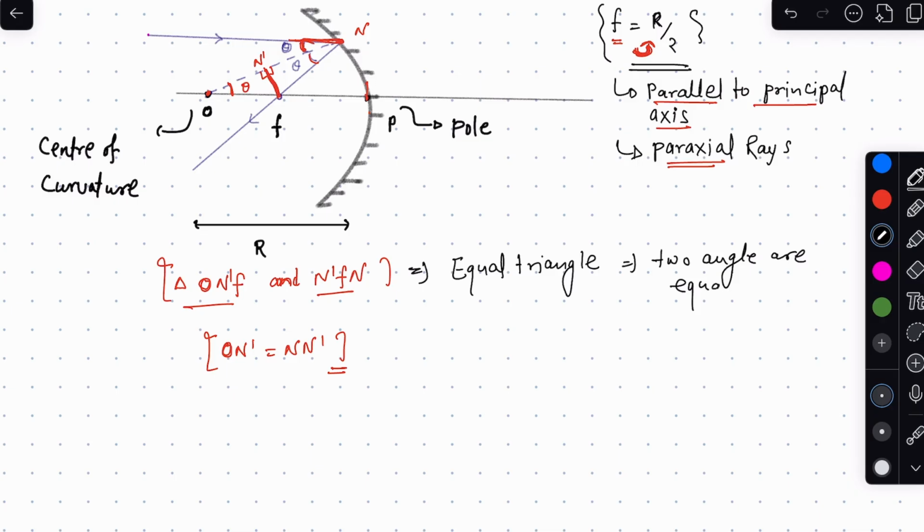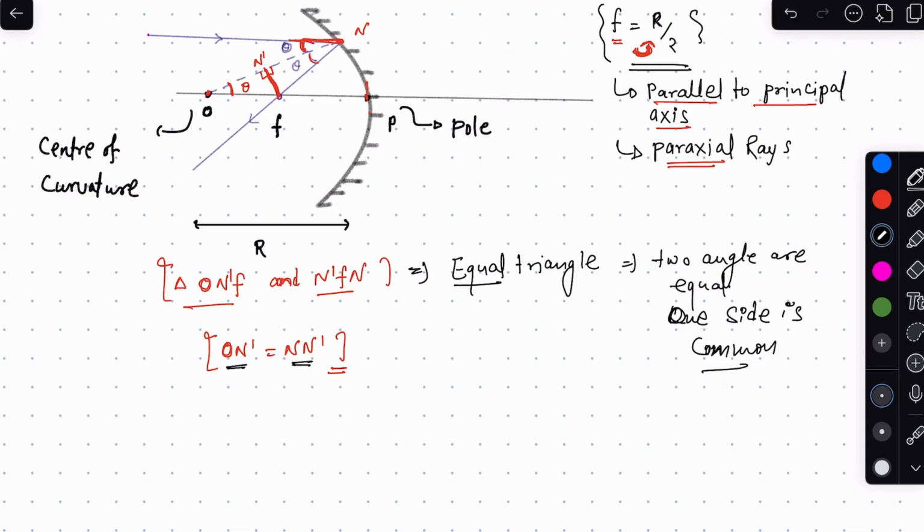And one side became equal, one side is common. So if one side is common, and of course if three angles are equal or two angles are equal, then they are similar triangles, and since one side becomes equal, they become the same triangle, or equal triangles. So that's why they are equal triangles, and that's why I can say O n dash is equal to n n dash.